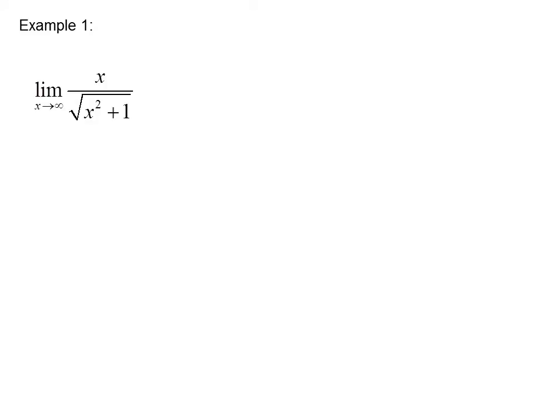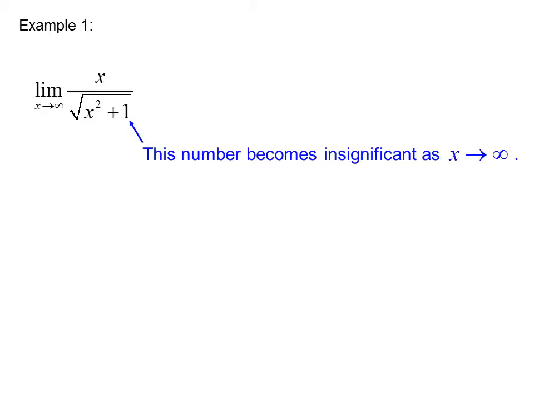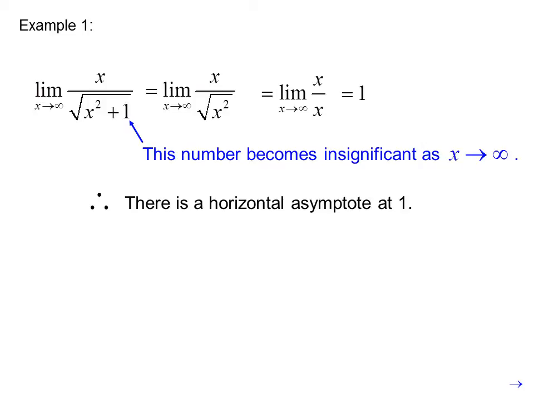Example. Find the limit as x goes to infinity of x over radical x squared plus 1. The number 1 becomes insignificant as x goes to infinity. It would still have been insignificant if it was 1,000 or 1,000,000. It's still insignificantly small compared to infinity. So we could rewrite the expression as the limit as x goes to infinity of x over radical x squared. However, as x goes to infinity, x is positive, so we could rewrite the expression as the limit as x goes to infinity of x over x, or 1. Therefore, there is a horizontal asymptote at 1.